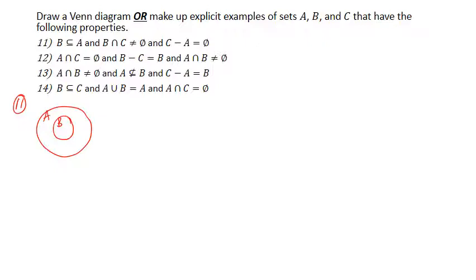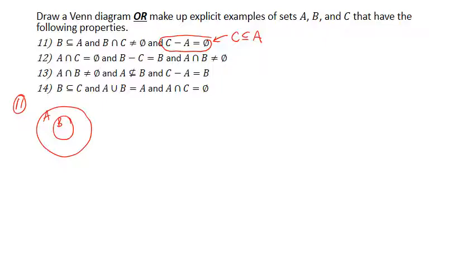And then I need C minus A to be empty. In other words, if I start with C and take away everything that's in A, that would leave me the empty set. That last part is actually a very subtle way of saying that C is a subset of A. The only way you end up with nothing, if you start with C and take away everything in A, is if C was already contained inside of A.